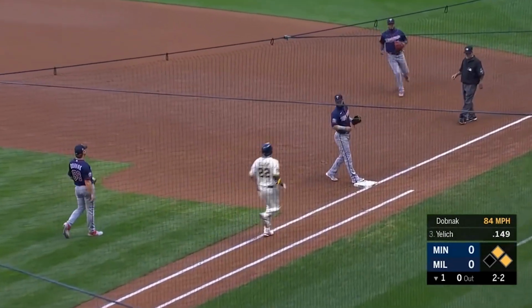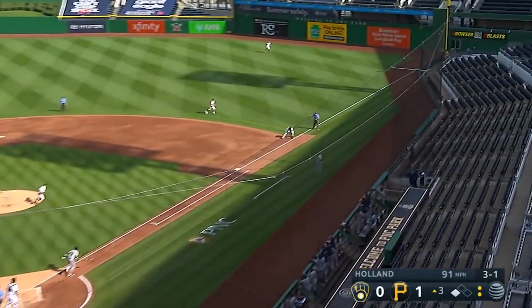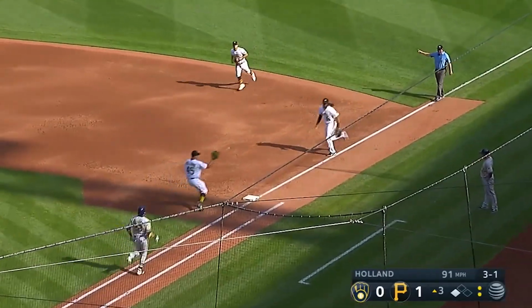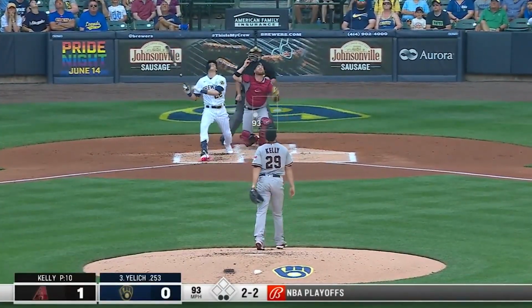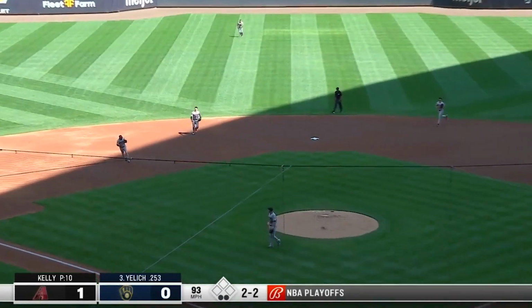He also is not extending as much and is getting jammed. As you can see in a few of these swings, Christian Yelich is hitting the ball on the inside part of the bat because he's not extending his arms fully through the zone.